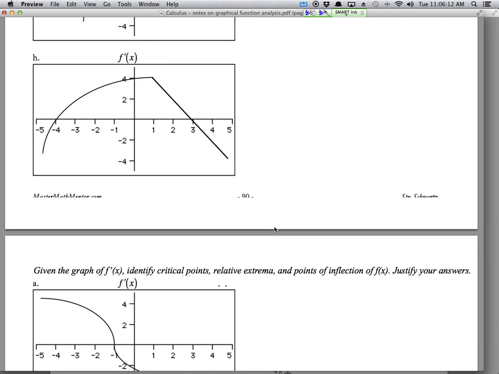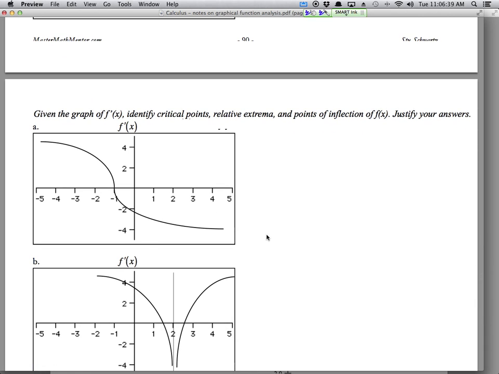H, Chris. Concave up from the start until 1, and then concave down from then on. All right. Point of inflection at 1 because? F prime of x changes from increasing to decreasing. All right. Good.